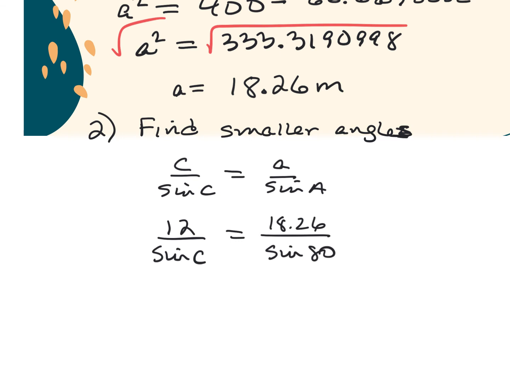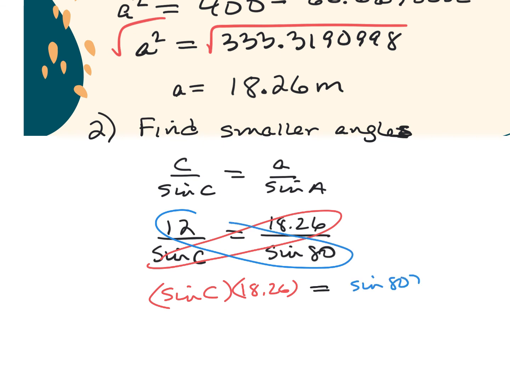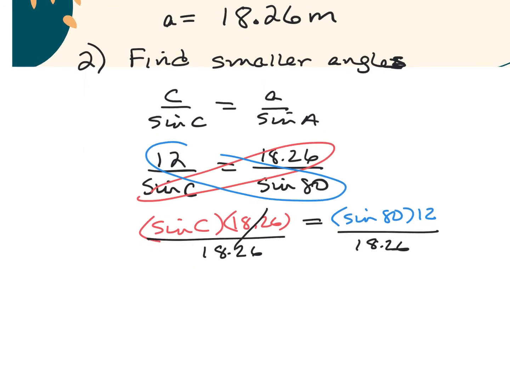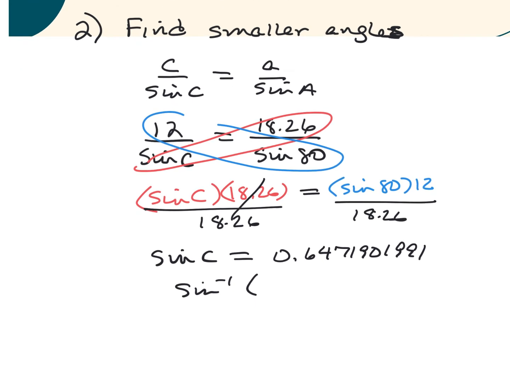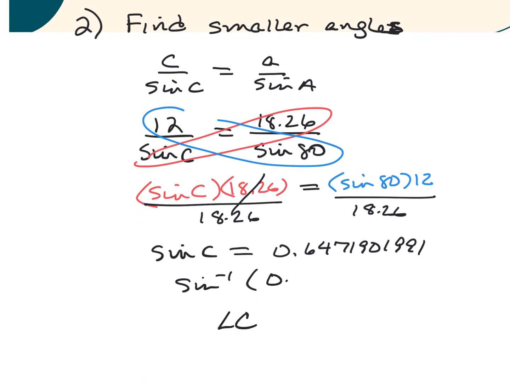Let me cross multiply. Sine C times 18.26 is equal to 12 times the sine of 80. I'm going to divide both sides by 18.26. Sine of C is going to equal 0.647190191. Again, I'm going to do inverse here to get angle C. So second sine, second answer, and I get angle C is equal to 40.33.